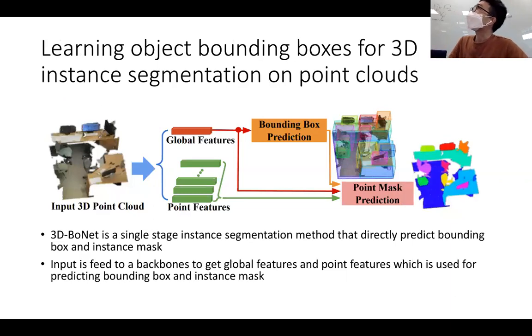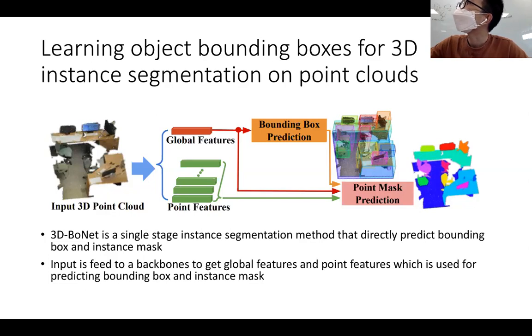This one is another paper about detection-based methods: learning object bounding boxes for 3D instance segmentation on point clouds. It was presented at NIPS 2019. So the architecture is very simple.